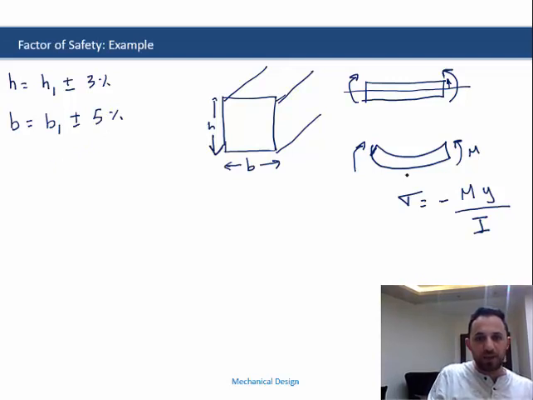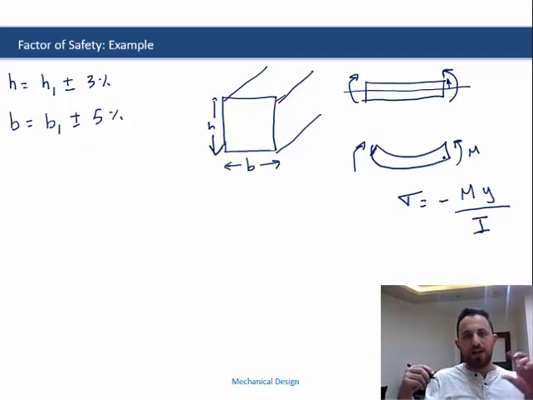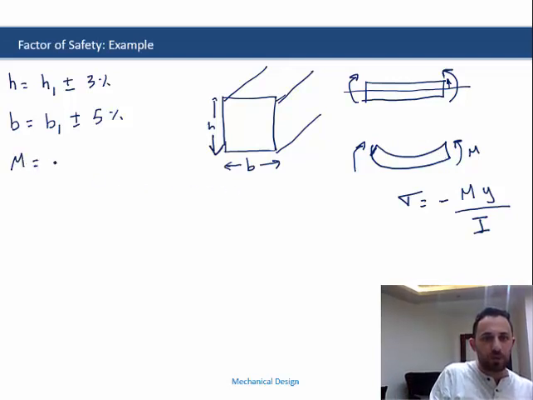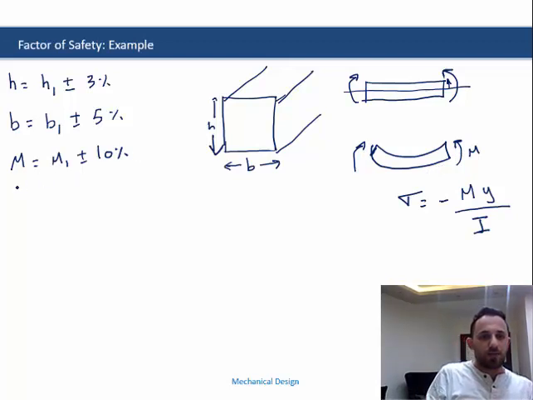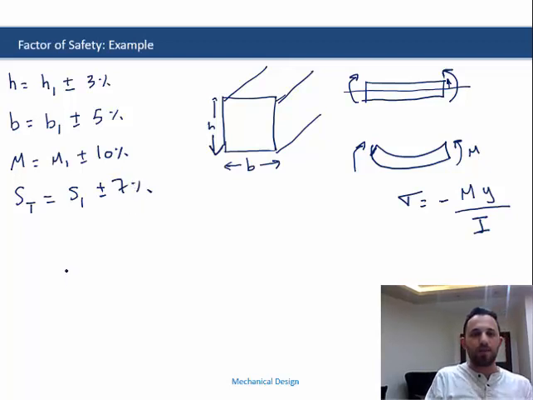Let's assume that even the applied load has some variability. So M is equal to M1 plus minus 10%. And the strength of the material, we know the strength is the capacity of the material to hold a certain load before failure. Let's assume that we have the tensile strength. The strength is equal to the nominal strength plus minus 7%. And the objective here is to compute the factor of safety.